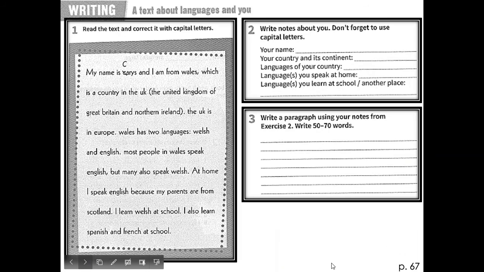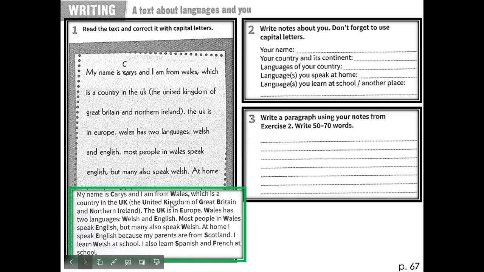Okay, the next one here is a text about languages and you. So this is for writing. Now we need to correct this piece of writing here and put in the capital letters where they're supposed to be. So we know capital letters are only for names of people and places and languages as well. So first one is given, my name is Caris. So C should be large, capital, big C. I am from Wales. Wales is the name of the country, so W should be big capital, right?